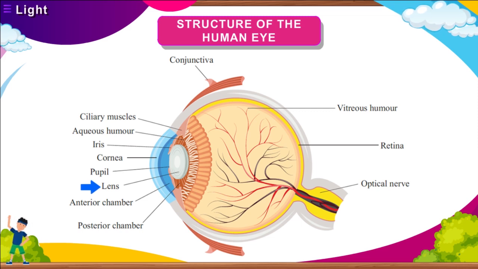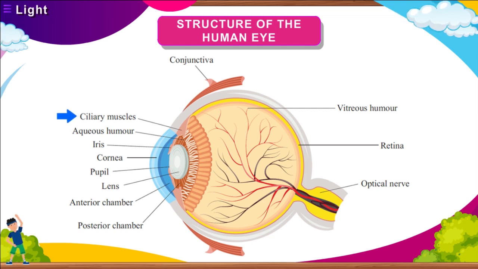Behind the pupil, a jelly-like substance makes the lens of the eye. The region between the cornea and the lens is filled with a transparent fluid called the aqueous humor. The ciliary muscles hold the lens in their position.